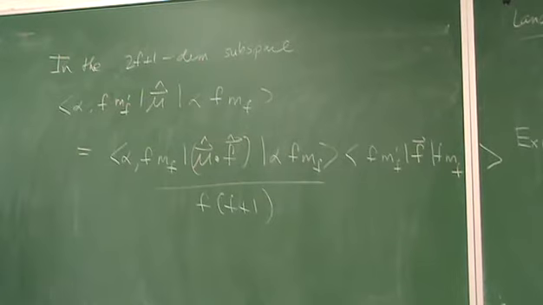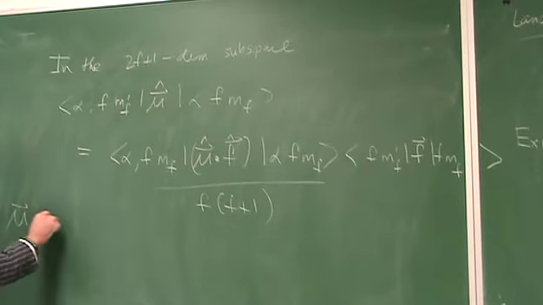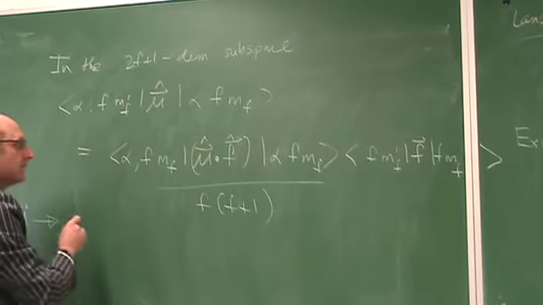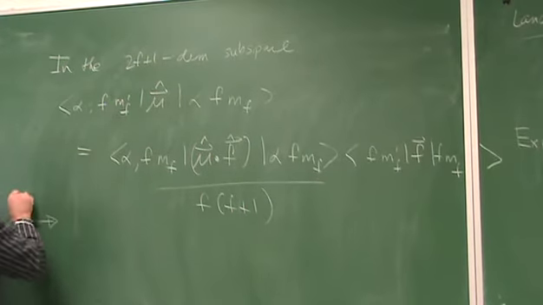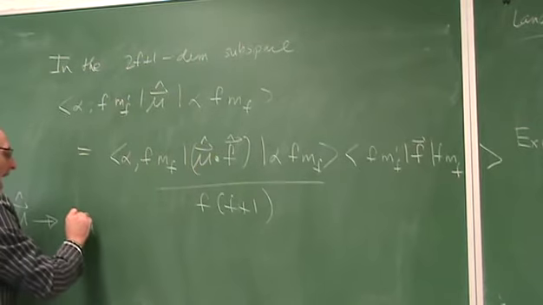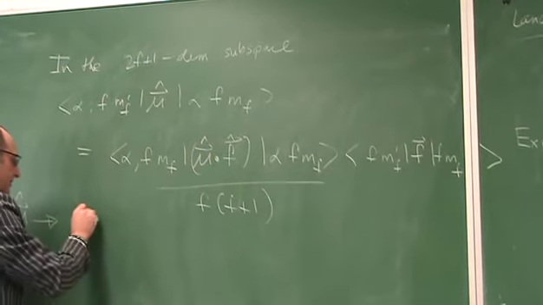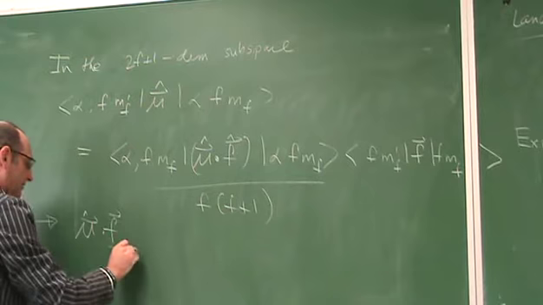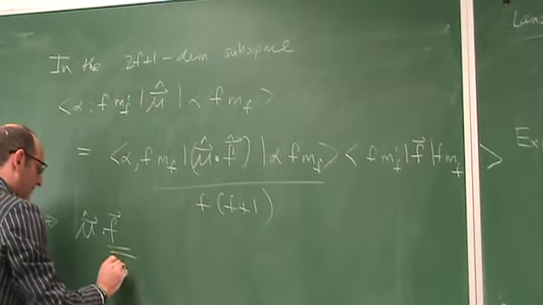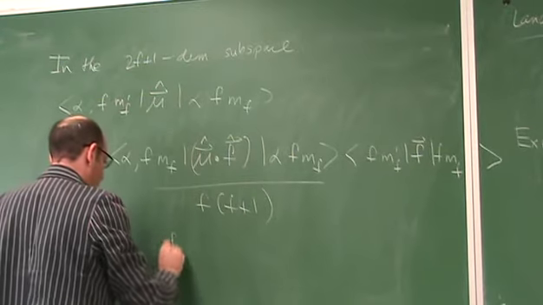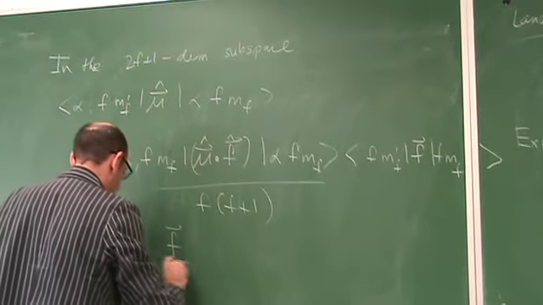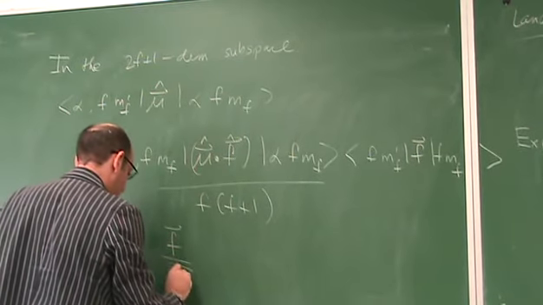Well, it's saying that basically, loosely speaking, in this subspace, the operator mu has the same matrix elements as mu dot f divided by the magnitude of f squared, divided into f times f over the magnitude of f squared.